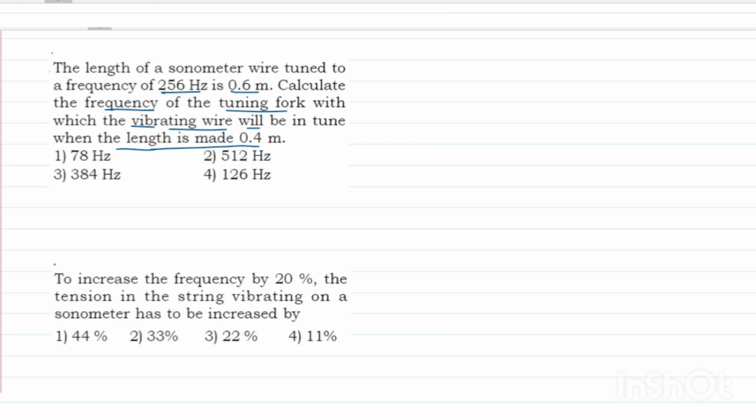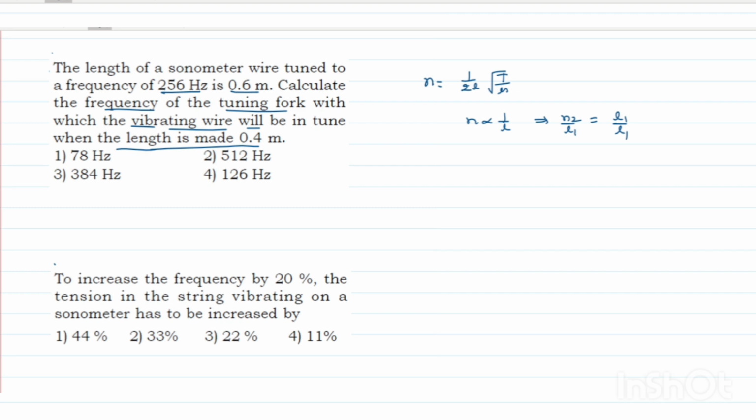So here you can relate n and L, students. The formula is n equals 1 by 2L into root over T by mu. So n is inversely proportional to L. It's nothing but n2 by n1 equals L1 by L2.